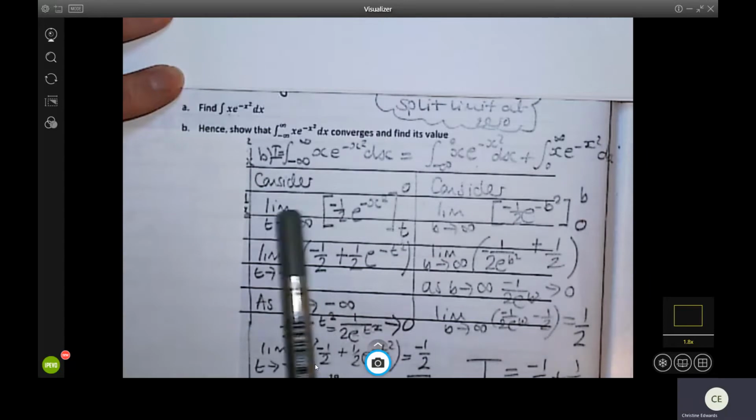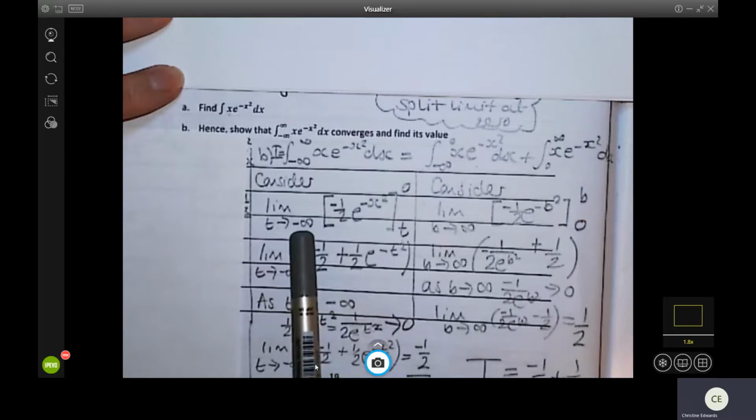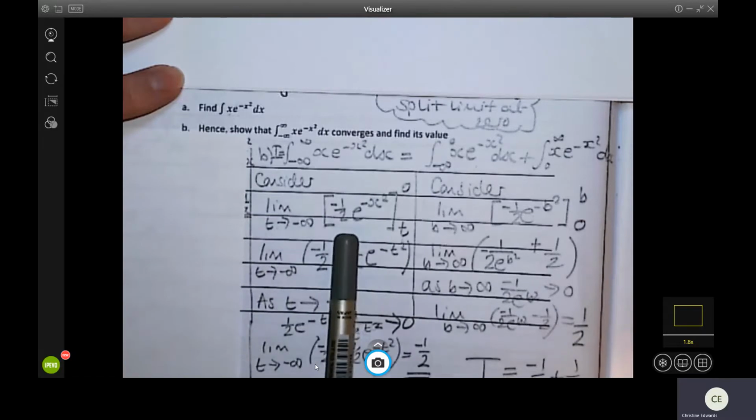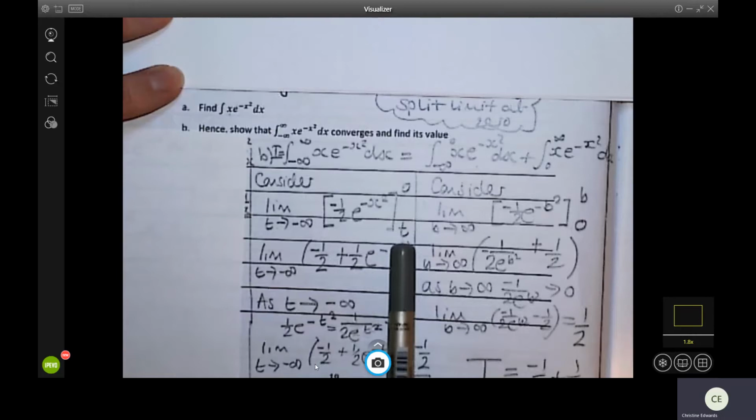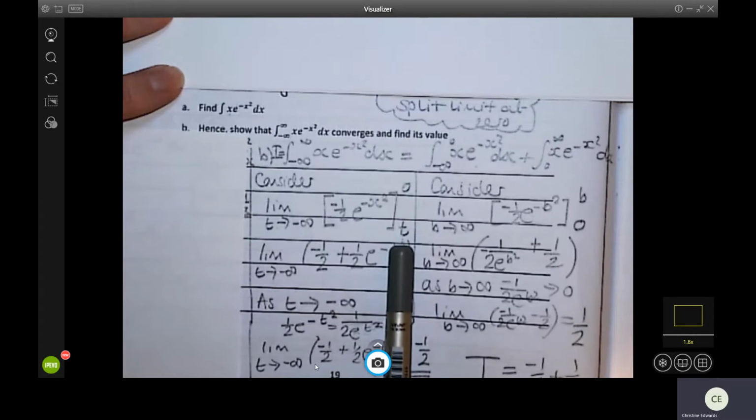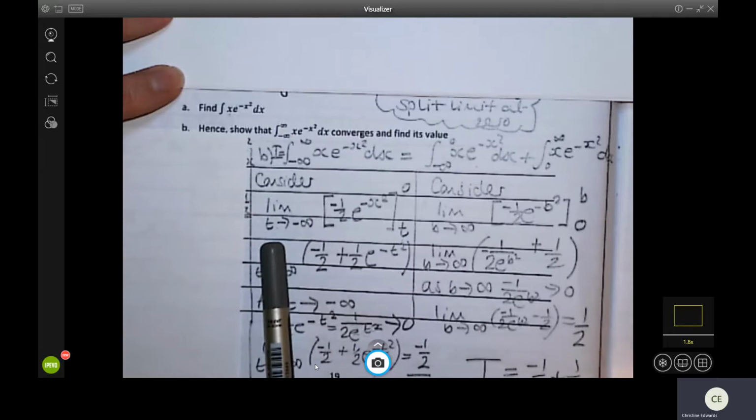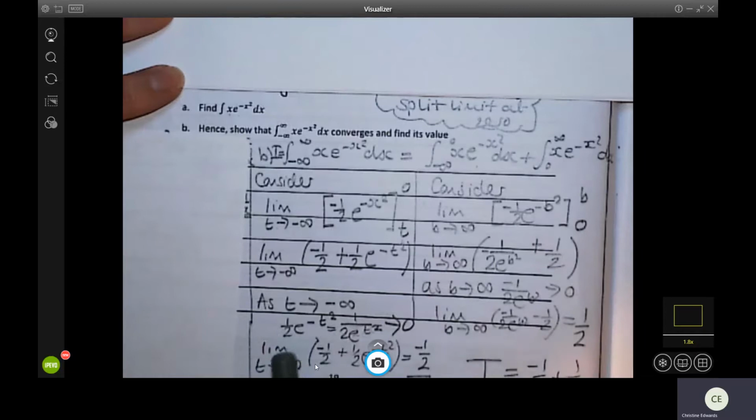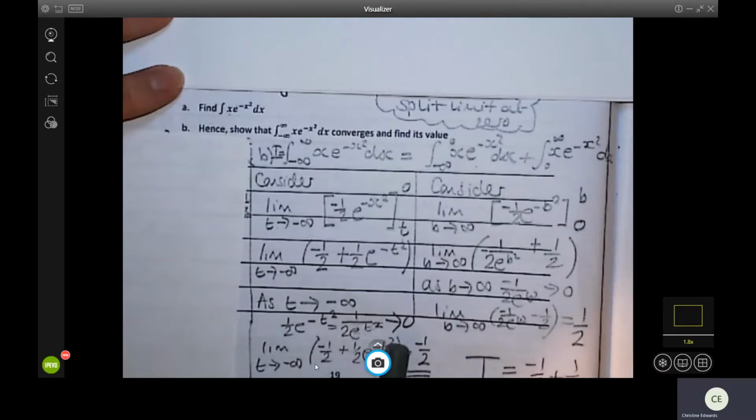Now, considering the first integral here, I've taken my result from part A, and I'm going to sub in my 0 and t. You'll see that I've replaced the minus infinity with a t, and we are going to evaluate the limit as t tends to minus infinity. So I sub in, and then I consider what happens when t tends to minus infinity. As you'll see, this term here tends to 0. That means that my overall result is equal to minus a half.